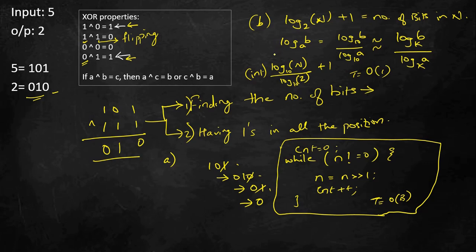So in case you don't remember the log formula, you can always go with this particular approach where you are finding out the number of bits using a while loop. Okay. So once you find out the number of bits, we know how many bits are there. Now how can we generate this 111 based on that many bits? So the condition that we are looking for is having ones in all positions. So we need 111 if it is 3 digits. Now this can again be achieved in two ways.